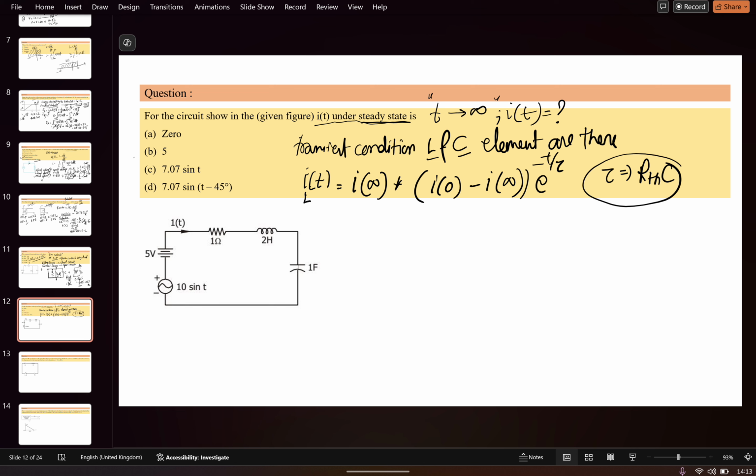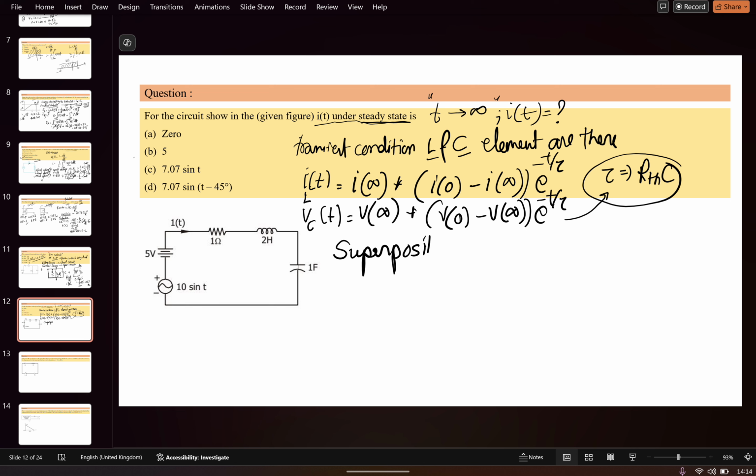Also the voltage across C will come out to be V infinity plus (V0 minus V infinity) e to the power minus t by tau. And here also tau is equal to RTH C. So in this question under the steady state, there is one methodology, that is the superposition theorem. You will learn it in the future scope of this class.